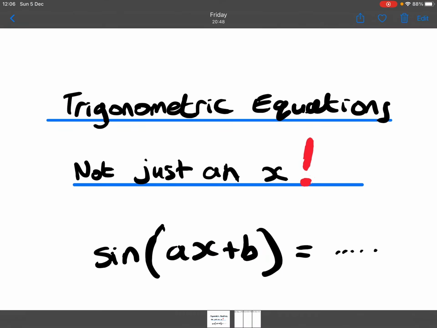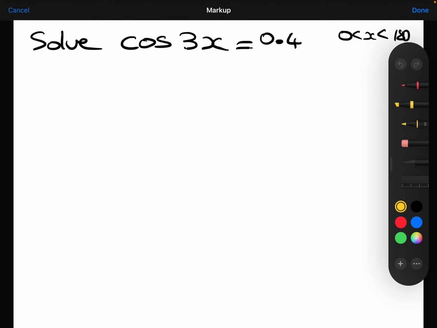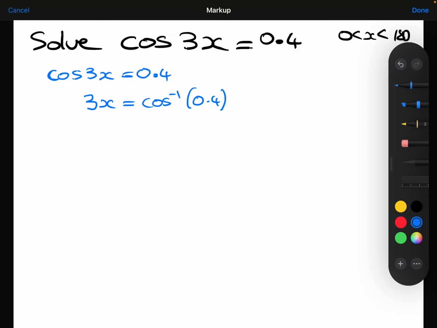So let's look at an example. We want to solve the equation cos 3x equals 0.4, and we want to give our answers between 0 and 180 degrees. So cos 3x equals 0.4. Now the first step is to take cos inverse of both sides. So cos inverse of 0.4, let's do that on our calculator, and we get 66.42. 3x is equal to 66.42.